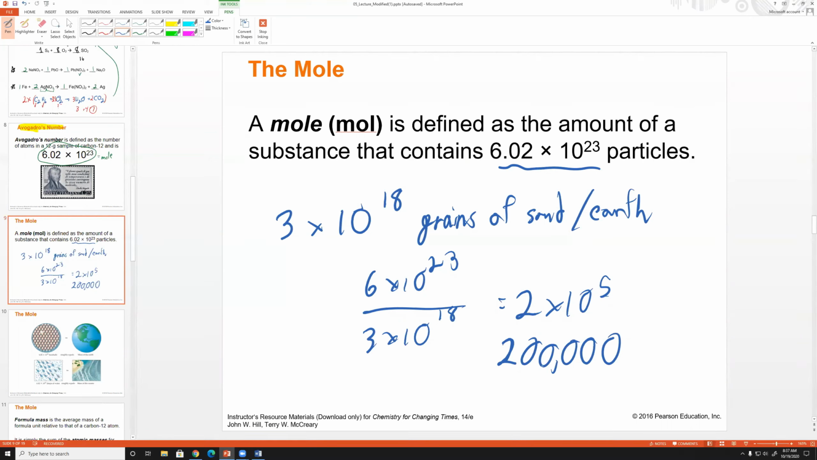So just to reiterate that, every grain of sand on the earth multiplied by 200,000, crazy number, is the same amount of particles of carbon that can fit in your hand, and it would be 12 grams. And it's the same thing for hydrogen, and it would be 1 gram, and it would fit in your hand. So that's crazy. I hope your mind got blown at 8:40 a.m. on a Monday. Boom.